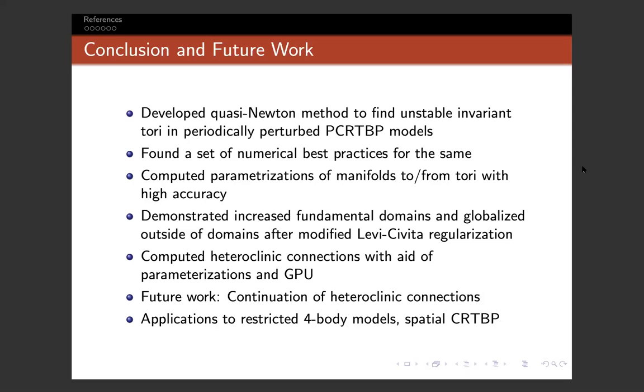And so after we've finished our entire suite of tools for the periodically perturbed models and applied it to the elliptic problem, we also want to apply this to other models as well, especially restricted four-body models. And we also expect that some of these tools should apply very similarly to the spatial circular restricted three-body problem by taking a Poincare map. So that concludes my talk.